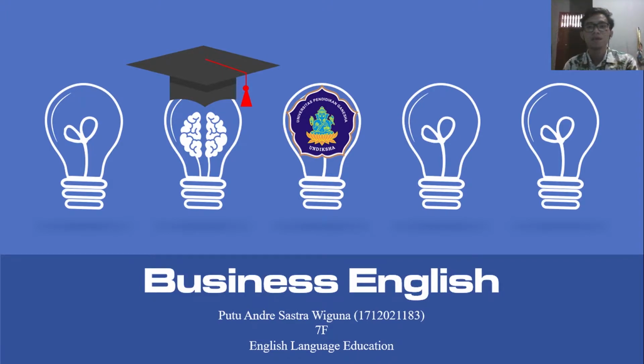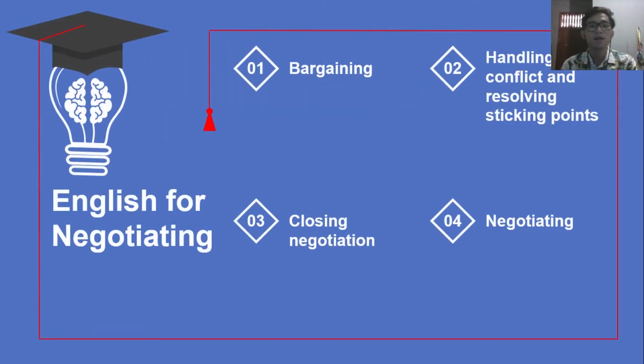Today I want to deliver the topic about English for negotiation. There are four subtopics, namely, first, bargaining, then the second one is handling conflict and resolving sticking points, the third is closing negotiations, and the last is negotiating. So without any further ado, let's start the presentation.